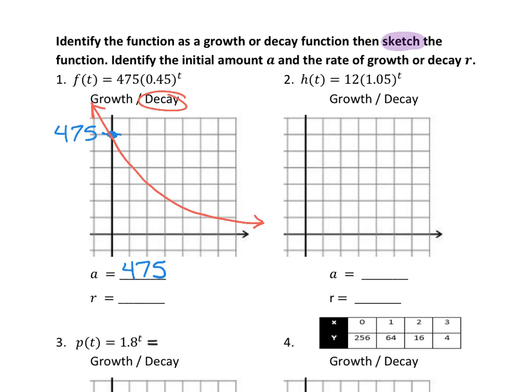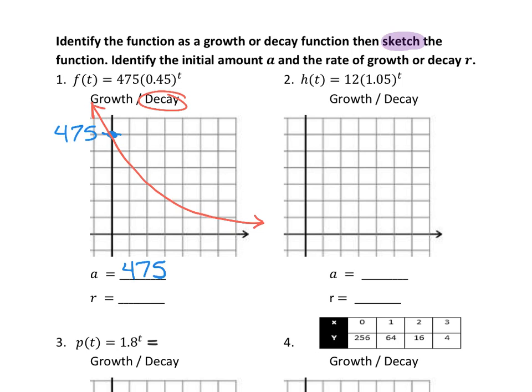All right. The R is a little bit difficult to find, so just put your pencils down and watch what I do. The R for decay, the things in parentheses, should it be 1 plus R or 1 minus R? One minus.